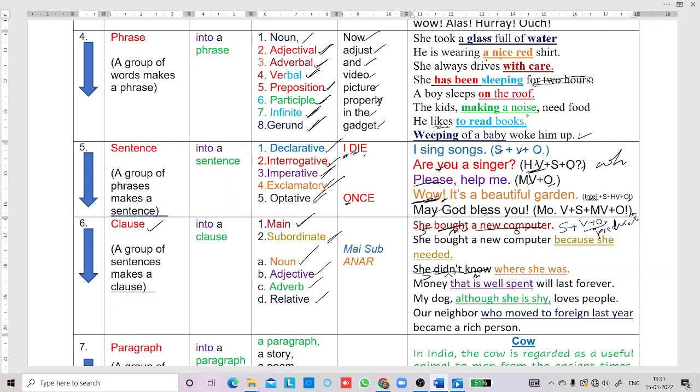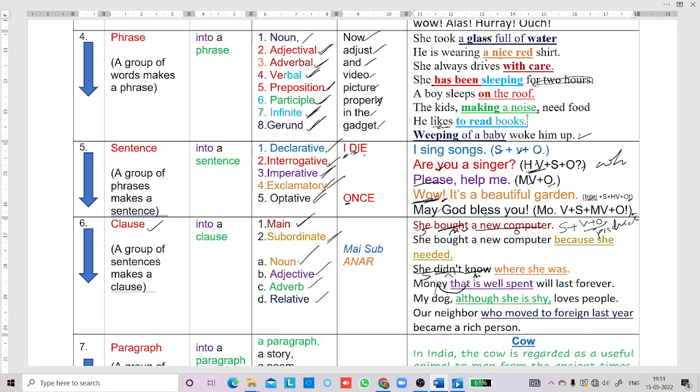Next one, adjective clause. Money that is well spent will last forever. Now money is a noun, and that is well spent is talking about the money, adding extra meaning to the noun. So it is called an adjective clause. Generally, an adjective is a word used to describe a noun or pronoun. So here it is describing a noun, that means adding extra meaning about a noun, so it's called an adjective clause.